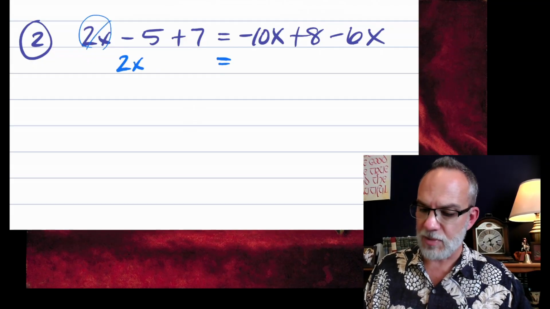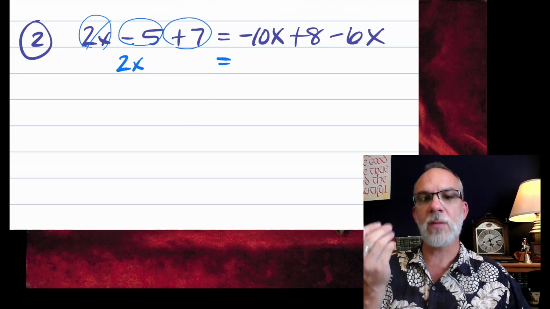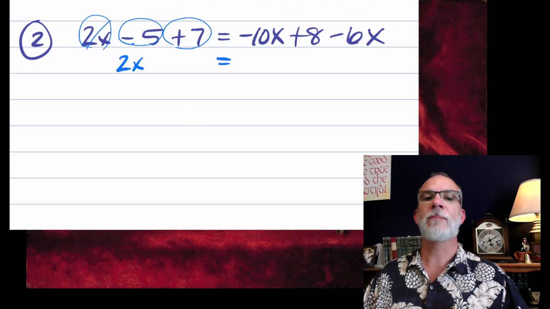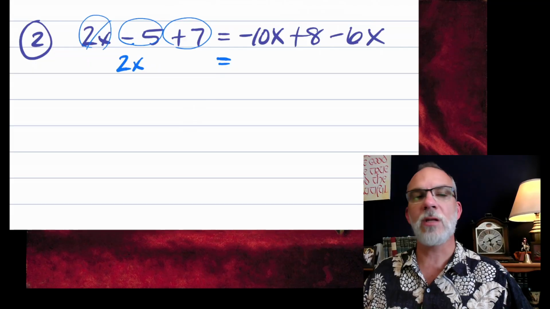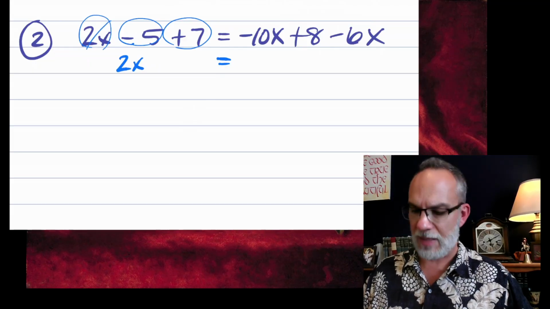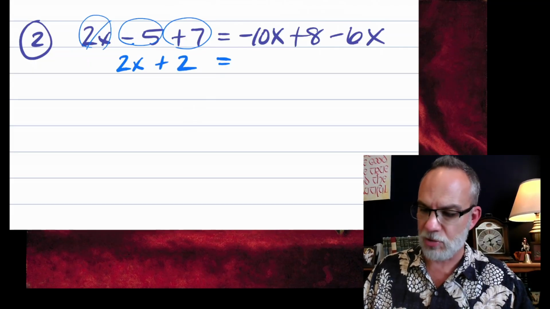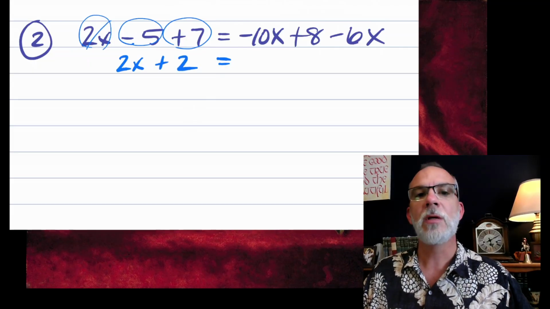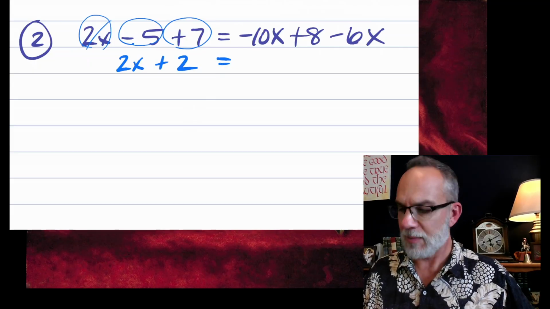Now, these are like terms. Negative 5, positive 7. Those can be combined into one term. So if the signs are different, you find the difference. What's the difference between negative 5 and positive 7? That would be a positive 2. Make sure you have a sign with it. You can't just write 2. So now I've simplified the left-hand side. Let me simplify the right-hand side.